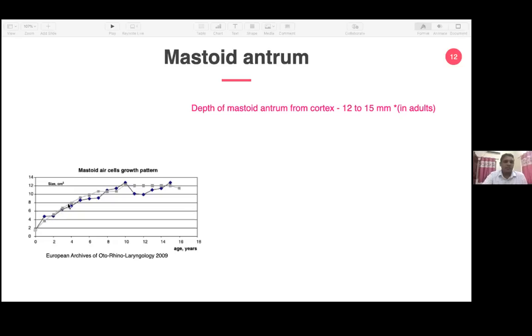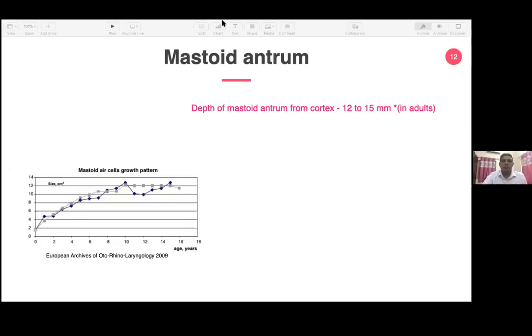And it has increased over a period of 6 years by the age of 6 years. And it tends to get slowed down over a period of years till puberty, and at this level it will be constant. So this is not about the depth of the mastoid antrum. This is about the mastoid air cell system growth.